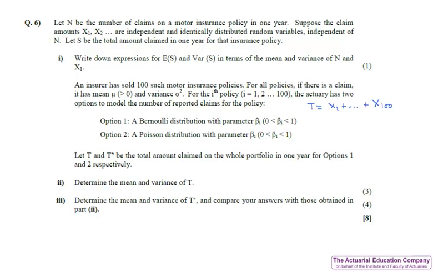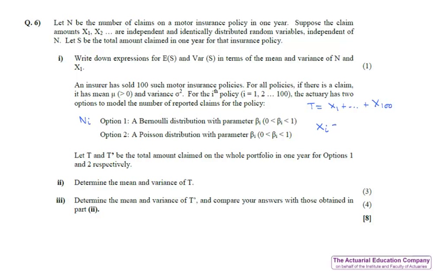T is the total amount claimed on the whole portfolio from option 1. So that will be the sum of X1 up to X100, i.e. the total claims on policy 1 up to policy 100. Now we're told in option 1 that the number of claims on policy i has a Bernoulli distribution. Let's denote this by Ni.